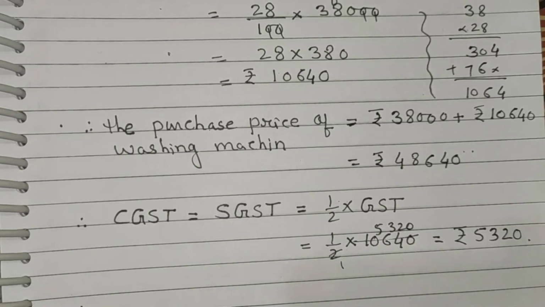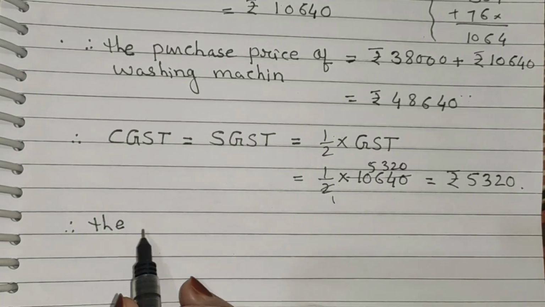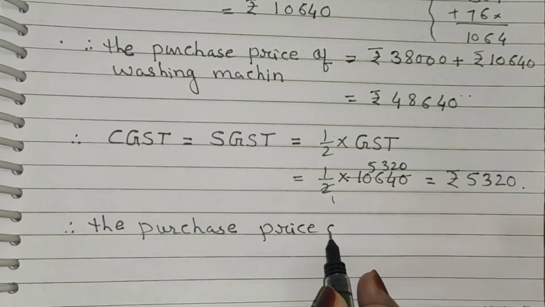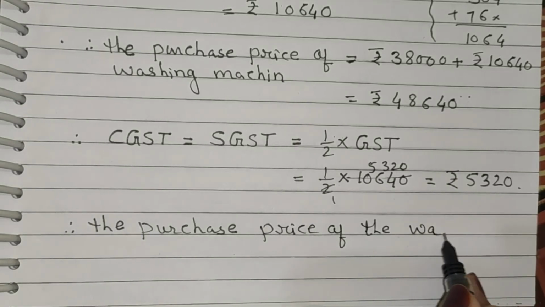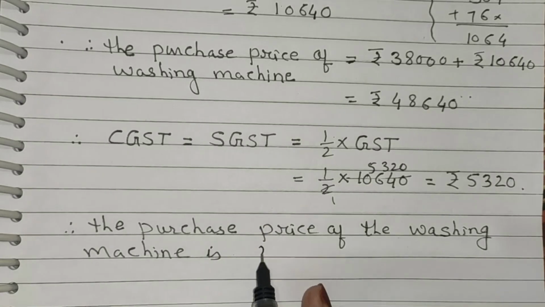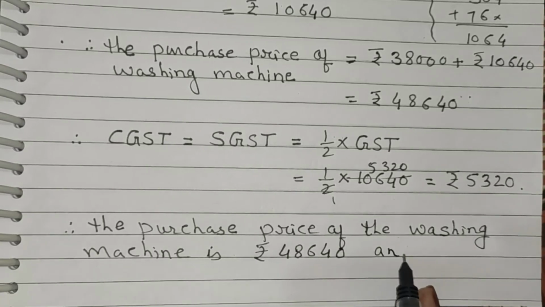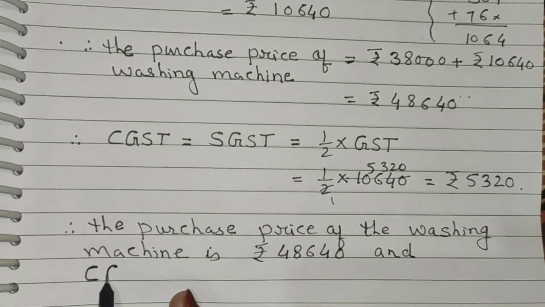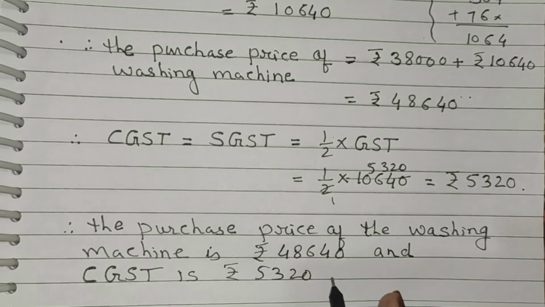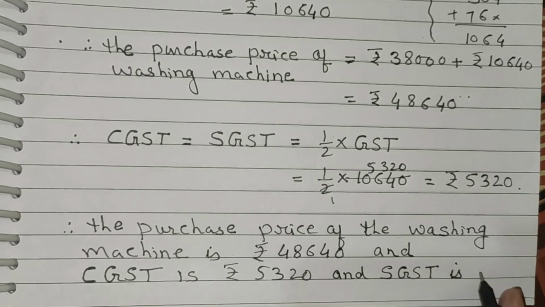Therefore write down the answer here. The purchase price of washing machine is rupees 48,640, and CGST is rupees 5,320 and SGST is also rupees 5,320.